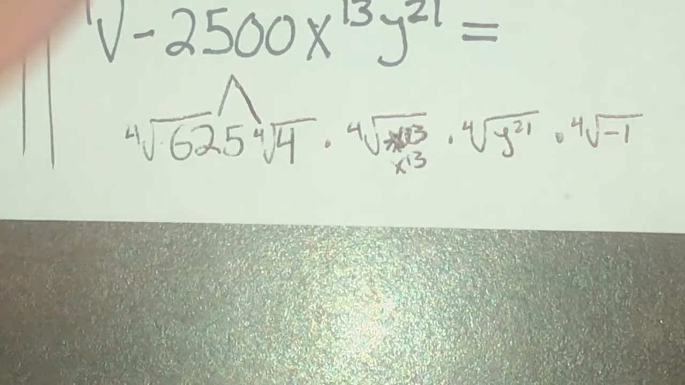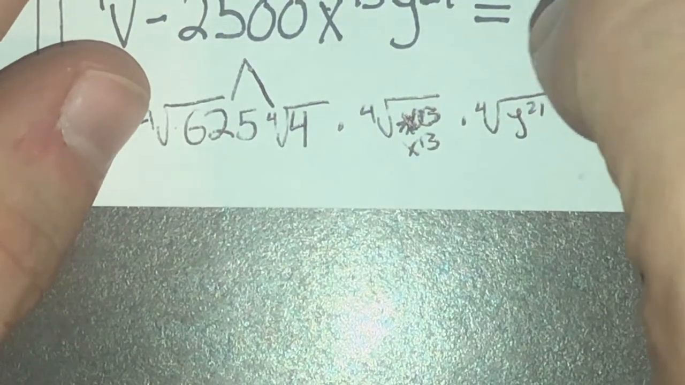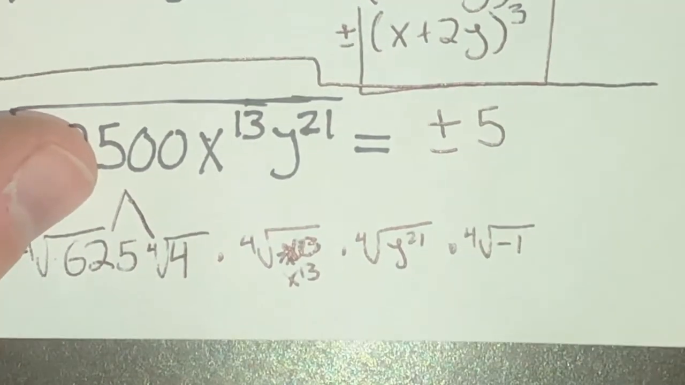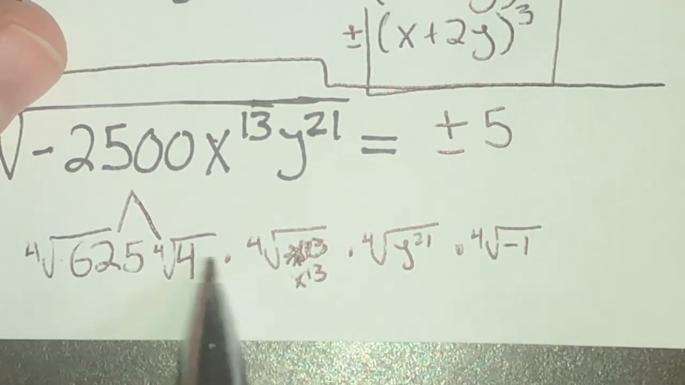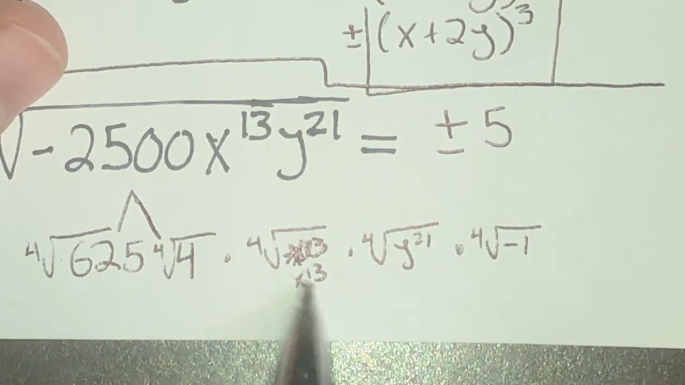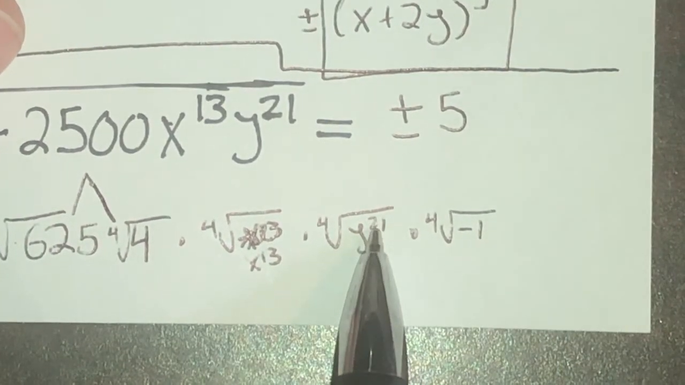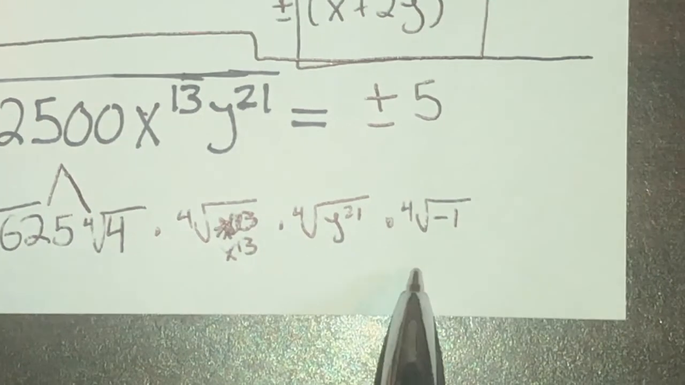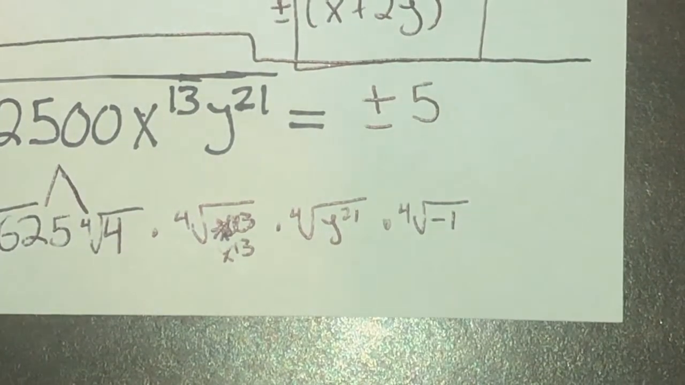So 625, here's what I got. 625, that's going to become a plus or minus 5, because plus 5 times 5 times 5 times 5 is 625, but -5 times -5 times -5 times -5, also 625, all right? Now, these, can I touch this? No. Can I touch this? What do we think? 13 and 4? No. The 13 does not go into 4. 21 and 4. Can that work? No. 21 doesn't go into 4. -1. We don't know how to do that, right?